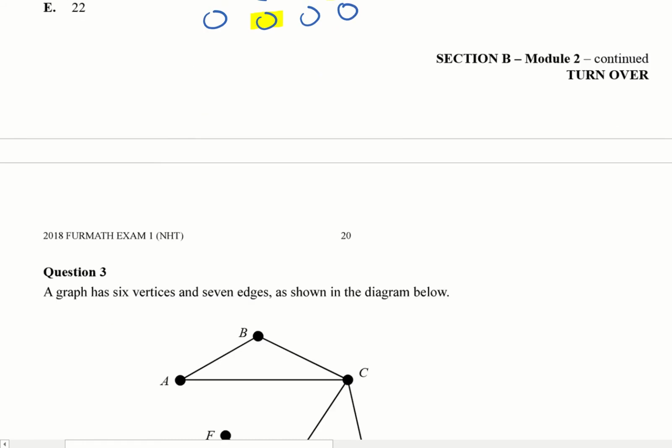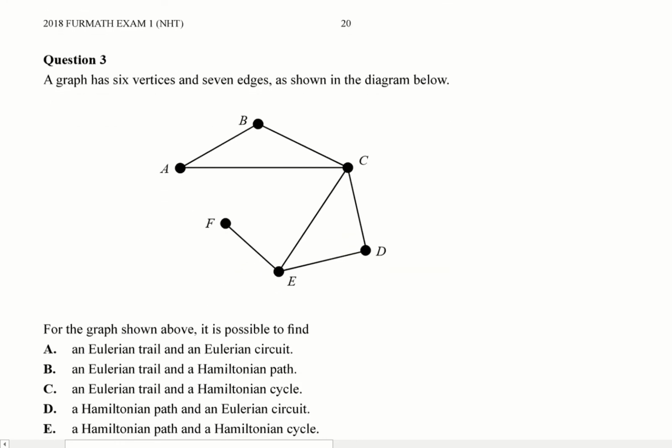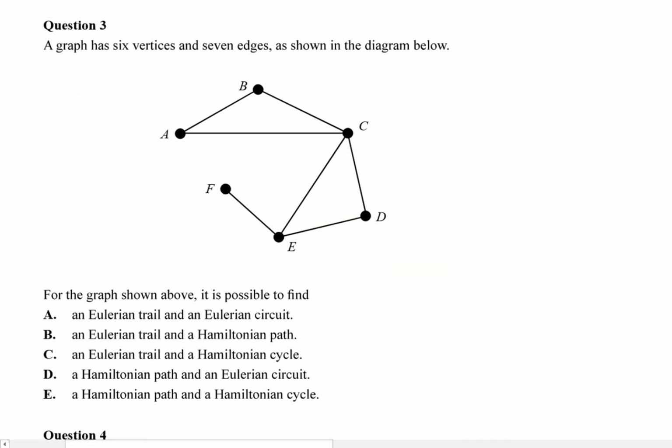So question 3. The graph has 6 vertices and 7 edges as shown in the diagram below. For the graph shown below, is it possible to find an Eulerian trail or Eulerian circuit, etc.? I'm not going to try to say all those words together. So let's have a look at what we've got in terms of vertices. I've got 2 here, I've got 2, I've got 4, I've got 1, I've got 3, and I have 2.